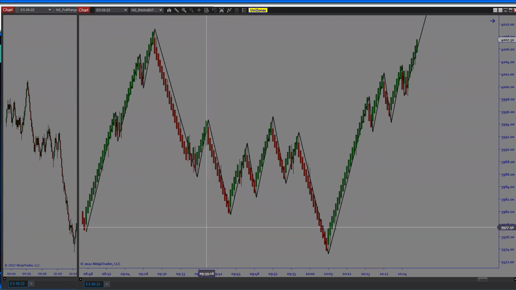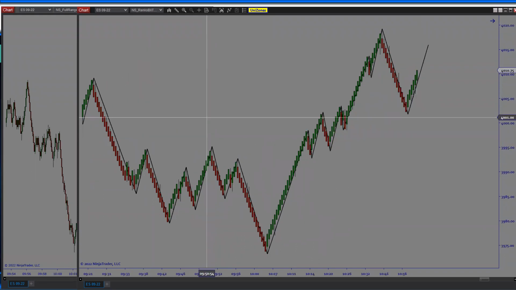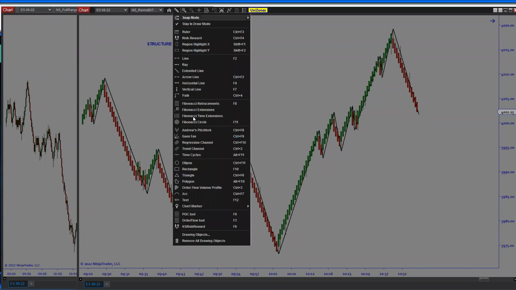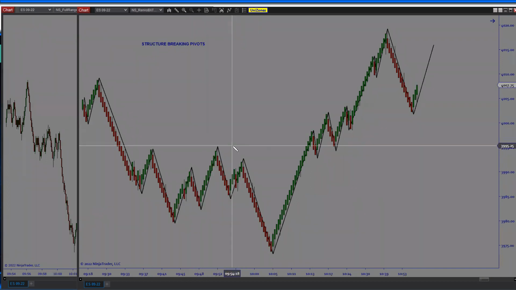Works very well. So what we're going to do now is plot support and resistance around the strong structure breaking pivots. And what I'm going to do is just type notes on the chart so we can refer back to them. So we've got structure breaking pivots. The first thing we need to do is find our structure breaking pivots, and we're just going to circle them. And now I'm going to start around 10-ish.